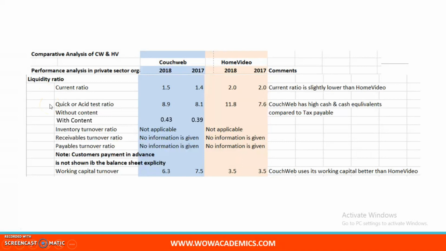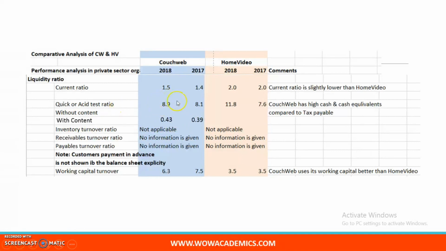So I've also worked out the quick ratio or acid test ratio for you. I've done it in two manners: one without content and one with content. I've arrived at 8.9 without taking content into account, and 8.1 for this year, and 11.8 here, and 7.6 again without industry data. We can't interpret it a lot, and with content it comes to 0.43 and 0.39.